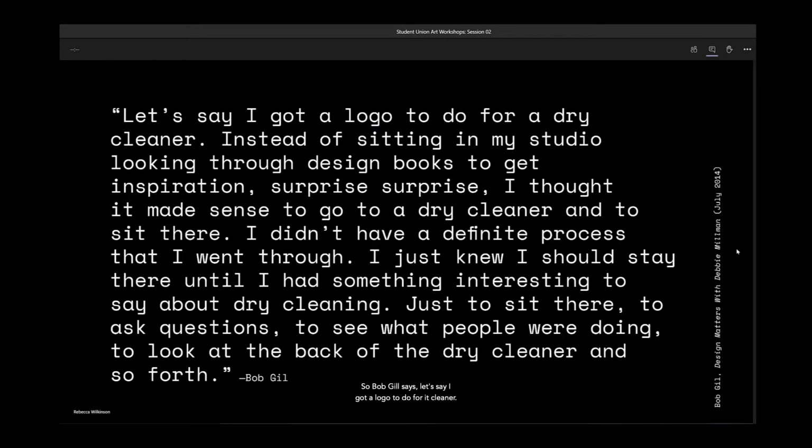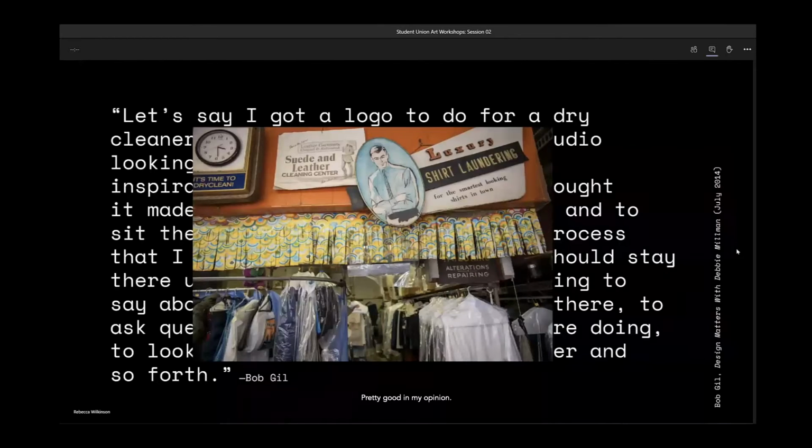So Bob Gill says, let's say I got a logo to do for a dry cleaner. Instead of sitting in my studio looking through design books to get inspiration, surprise, surprise, I thought it made sense to go to a dry cleaner and to sit there. I didn't have a definite process that I went through. I just knew I should stay there until I had something interesting to say about dry cleaning. Just to sit there, to ask questions, to see what people were doing, to look at the back of the dry cleaner, and so forth. Pretty good in my opinion.